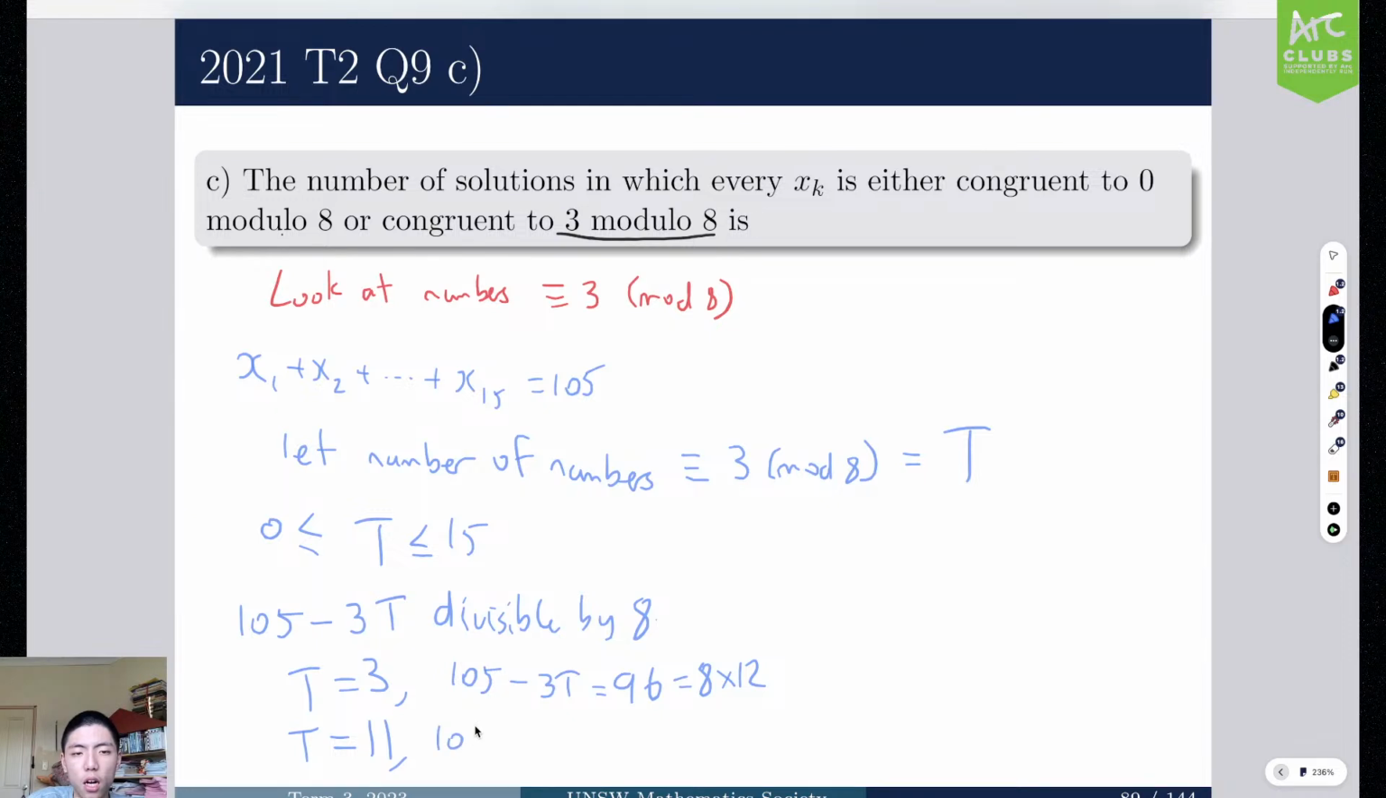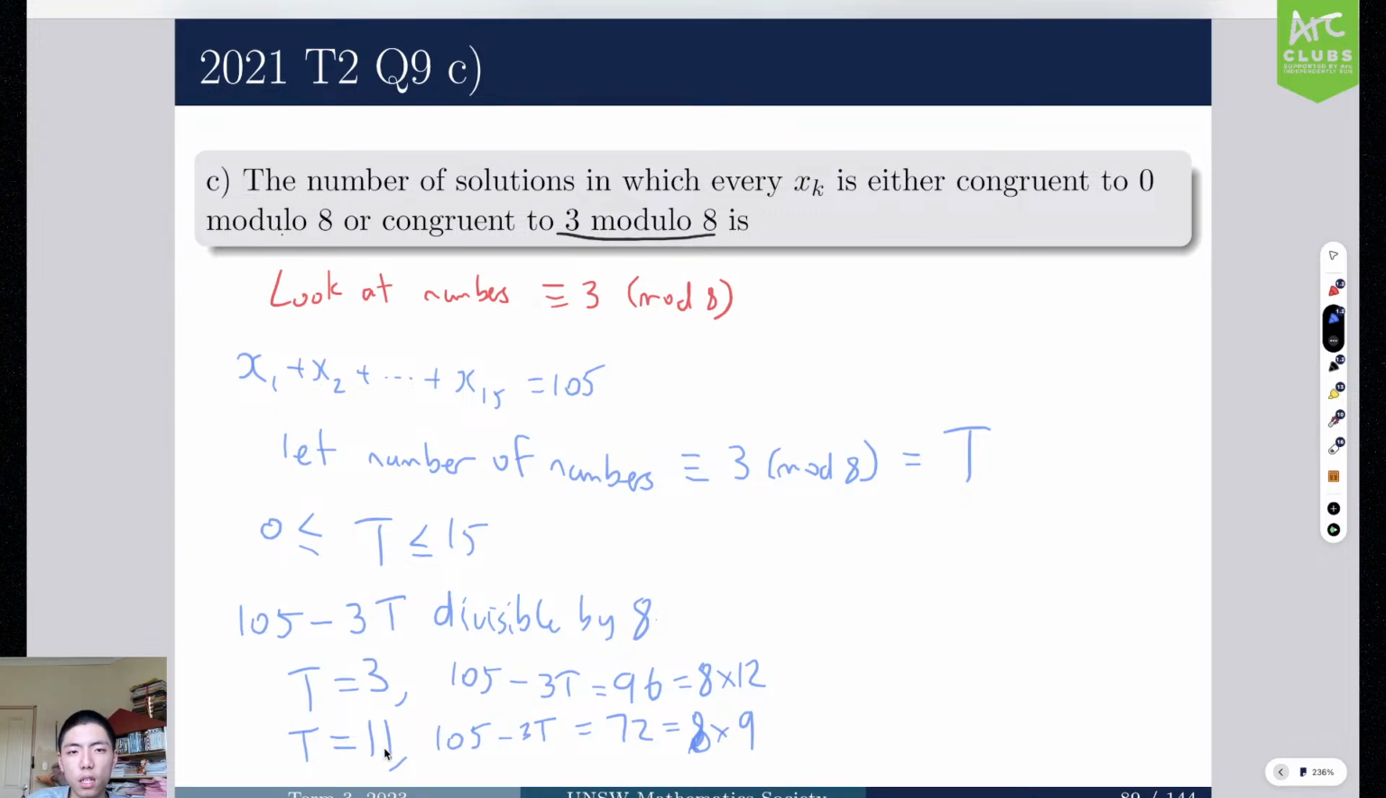And the second one is 105 minus 3 times t will equal 72, which is 8 times 9, when t equals 11. Now, the only solutions that are in between 0 and 15 that work are t equals 3 and t equals 11.